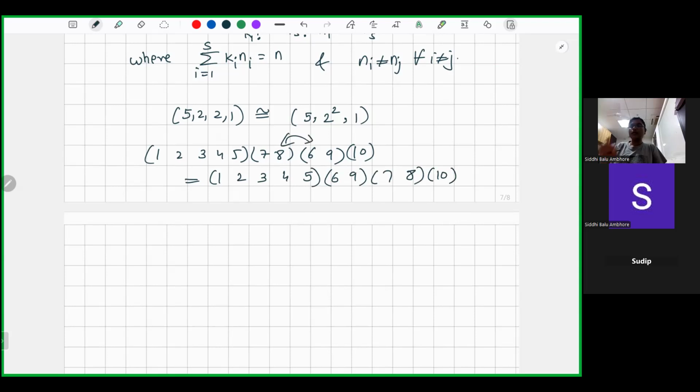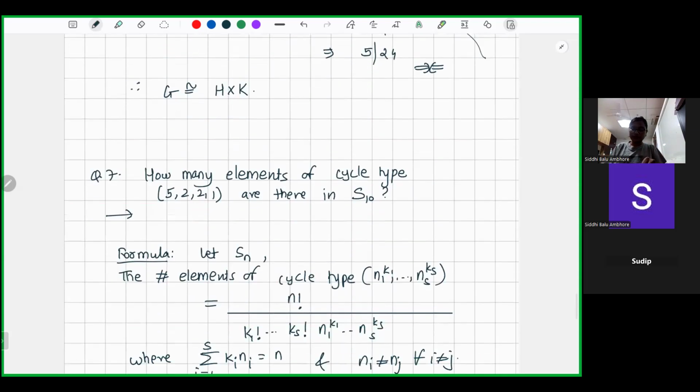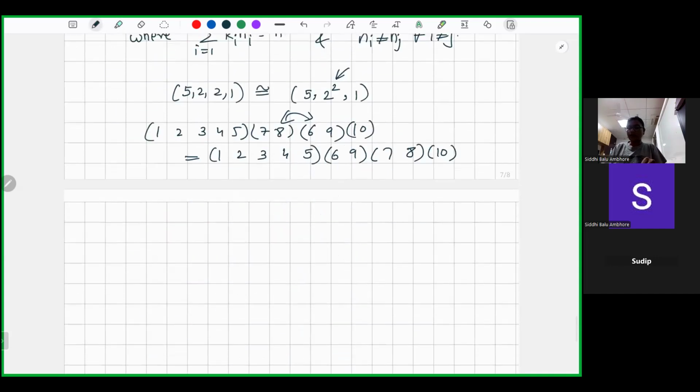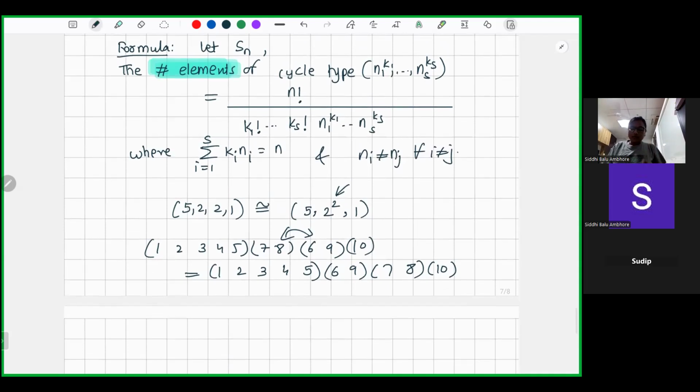Because these are commutative. I mean, these can commute. These two elements commute because they are disjoint, so we can omit this repetitive cycle. That's why we write it in this compact form, to get a better idea of the cycles, because we don't want such repetition when we count, especially when we are trying to count the number of elements of a certain type. Okay, so this is the formula which we have here.